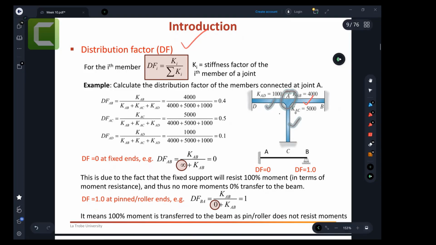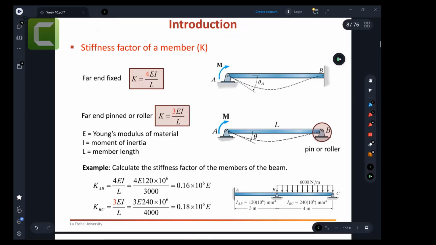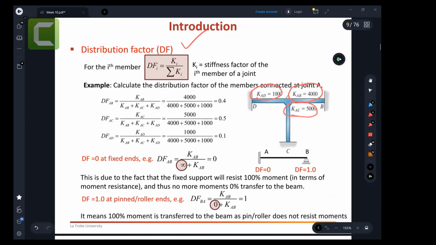Now, when they are meeting at joint A, you can say that this member has a stiffness of 1000 Newton per meter or something. This member AB has a stiffness of 4000 Newton per meter, and this member has a stiffness of 5000 Newton per meter. We can calculate stiffness using the equation here. So everyone understands the stiffness that is given to you.